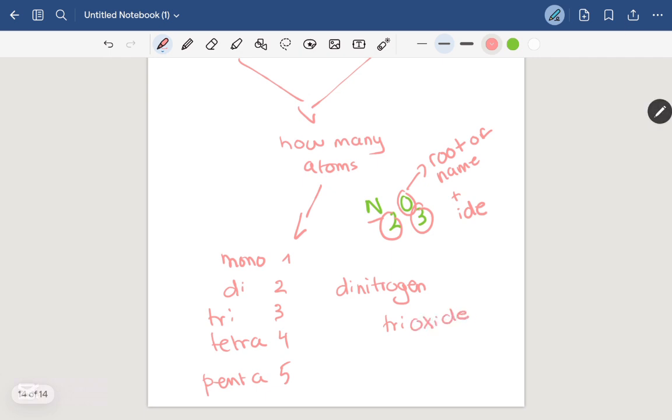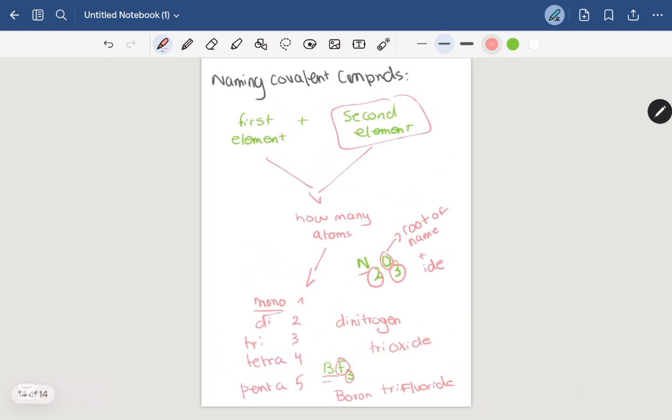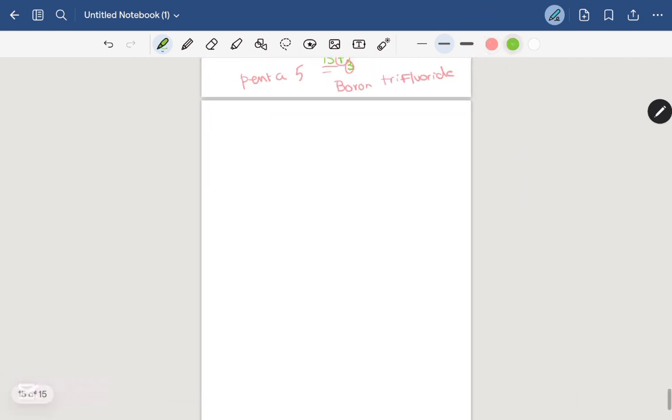Okay, another example would be BF3. So B, it's what? It is boron. Now, if it's at the beginning, you do not put mono. If it's the first element, you never put mono for the first element. So you cannot say monoboron. You will not say it. No, you will say boron only. And then 3 atoms of fluorine, so tri. And then you take the root, which is fluor, and then you put ide: fluoride. So boron trifluoride.